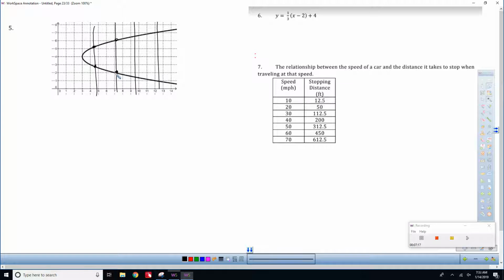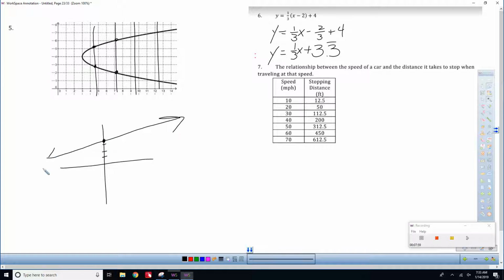Okay, for number 6, yes, this is a function. Let's rewrite it. 1/3 x minus 2/3 plus 4, which is y equals 1/3 x plus 3.3 repeating. Okay, so it's linear. It is increasing because the slope is positive, and if I wanted to write another representation, I could just sketch a line whose y-intercept was a little bit above 3 and whose slope was 1/3.